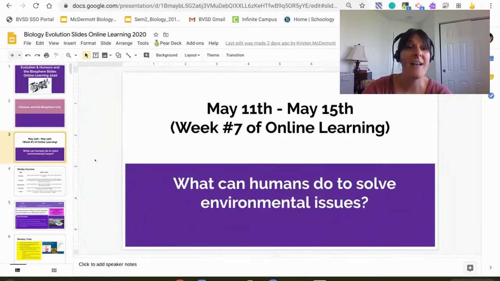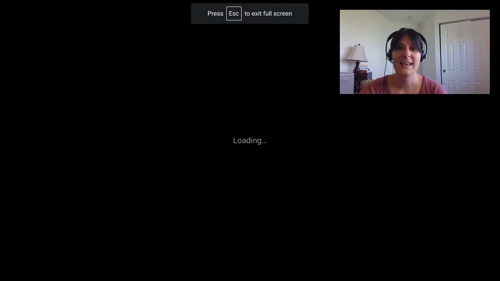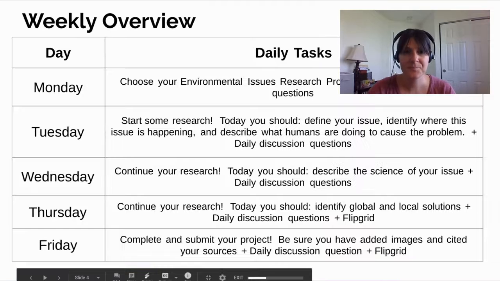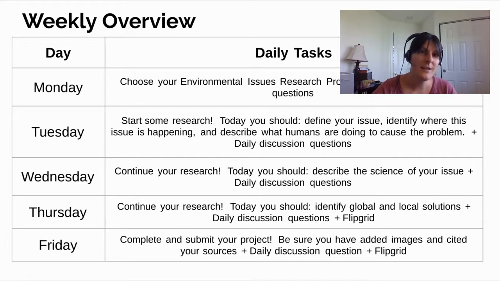So this week, every day is sort of broken down a little bit to try to make it a little easier to complete that project. So you'll do part of that project every single day. Always okay to work ahead just to make sure that you're done with this project by Friday. So, sort of how we thought you could break it down is choose your environmental issues project topic on Monday, and then do some research, like defining your issue, identifying the issue, and describing what humans are doing on Tuesday. Wednesday, you'll continue your research by describing the science of your issue. Thursday, you'll continue your research further, and then Friday, you'll be completely done.